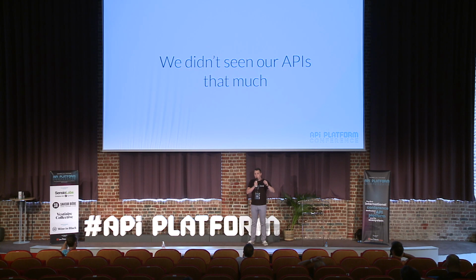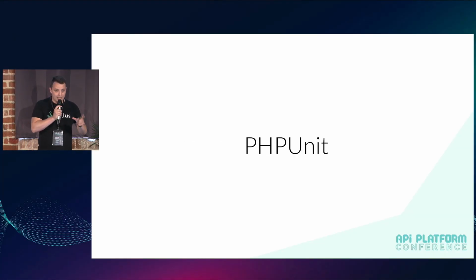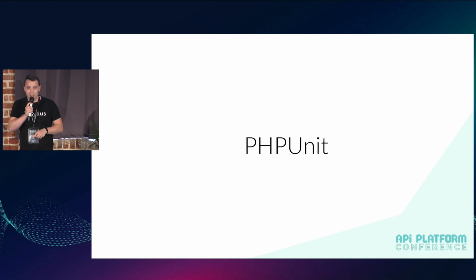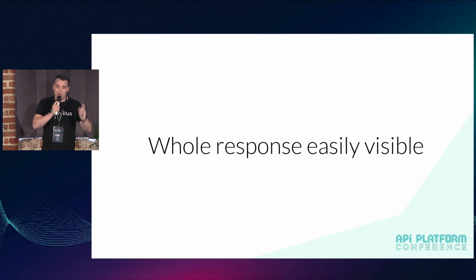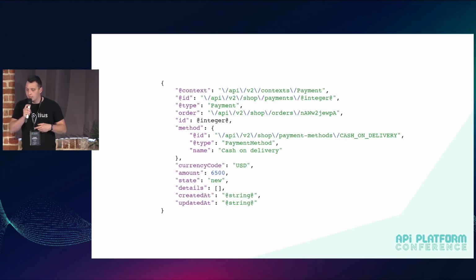And also, if you are testing like that, usually you do not see the whole responses in one place, especially for the assertion, because mostly what we did was just decode JSON to some array and check for the proper keys and proper values. So how to keep contracts of your API and design your APIs itself? For that, I would recommend using PHPUnit, where the whole response is visible.